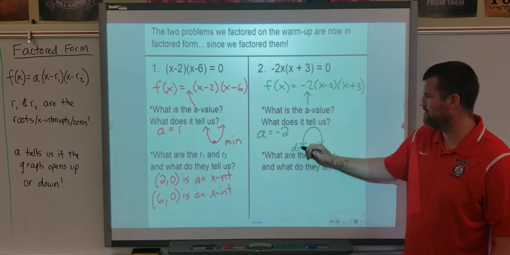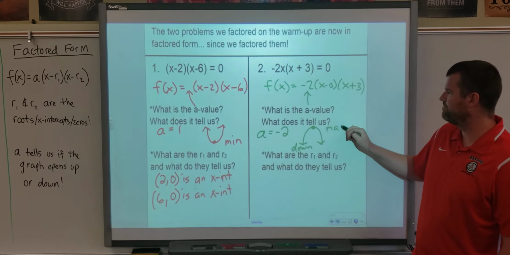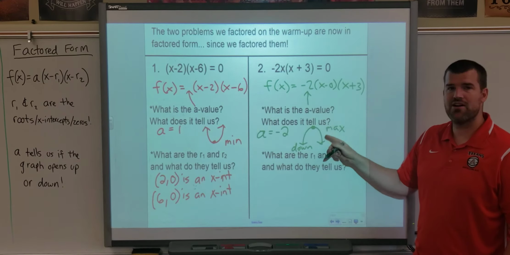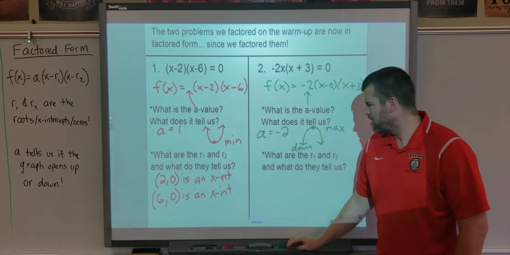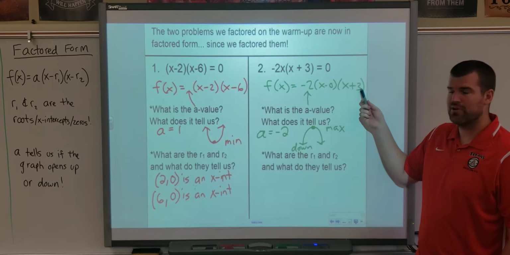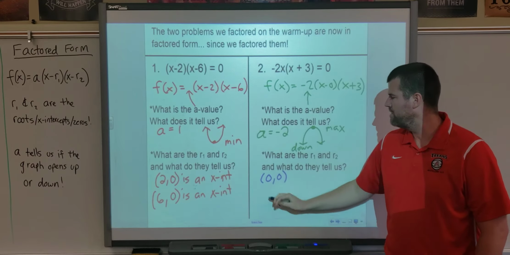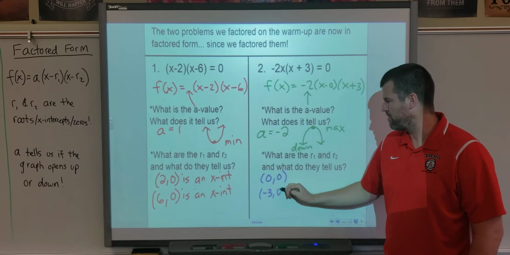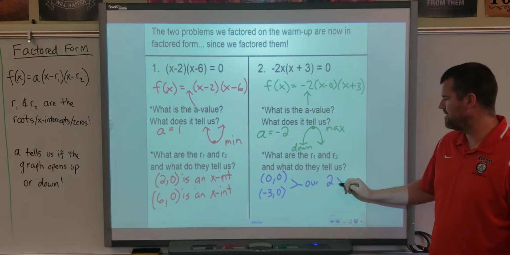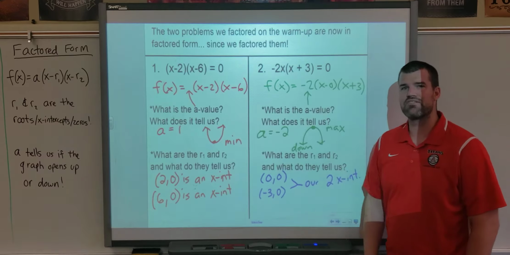Just make sure we're clear: down, and we have a max. So again, if our a value is negative, the graph will open down, we have a maximum. The R1 and R2 for this are going to be 0 and -3. So the x-intercepts are going to be 0 and -3. So the roots give us our x-intercepts.